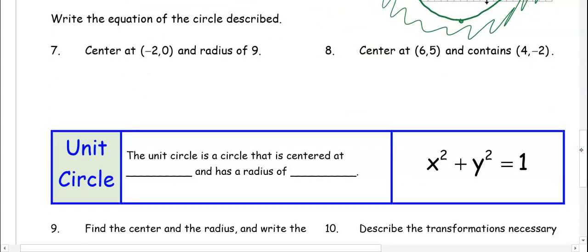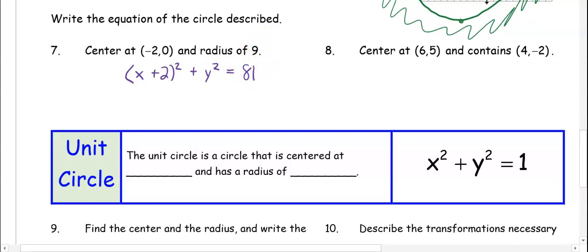In number 7 and number 8, we want to write the equation of the circle. So in number 7, we have a center at negative 2, 0, and a radius of 9. So we would have x plus 2 squared, because there's no y coordinate, we leave it as y squared, equals 9 squared, which is 81.